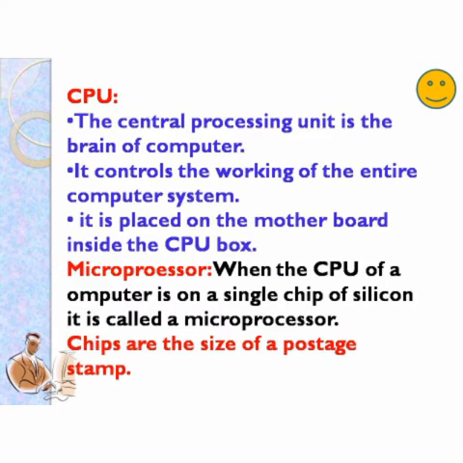CPU. The central processing unit is the brain of computer. It controls the working of the entire computer system. It is placed on the motherboard inside the CPU box. What is microprocessor? When the CPU of a computer is on a single chip of silicon, it is called a microprocessor. Chips are the size of a postage stamp, just like a thumbnail.